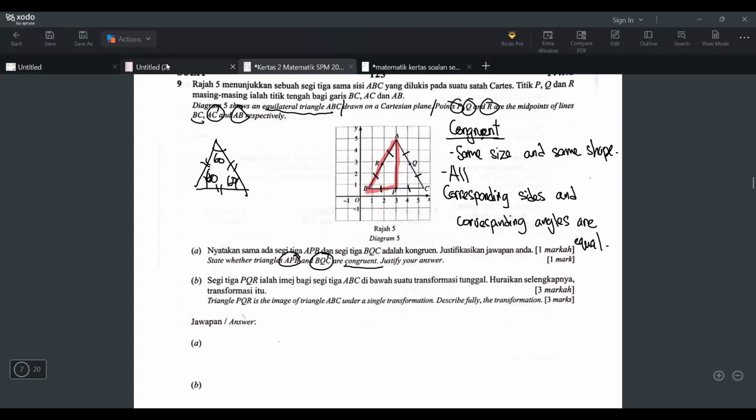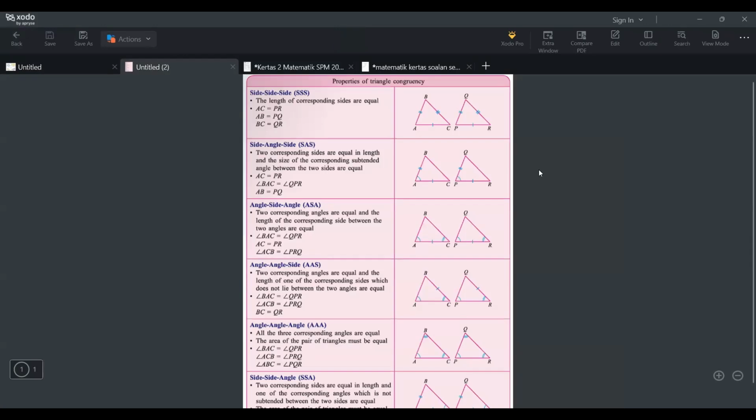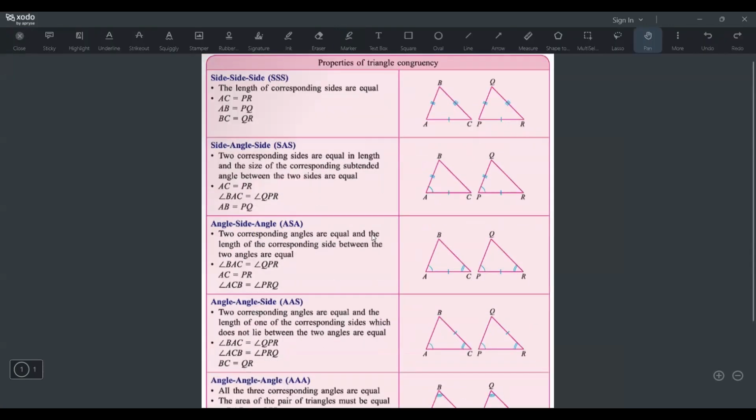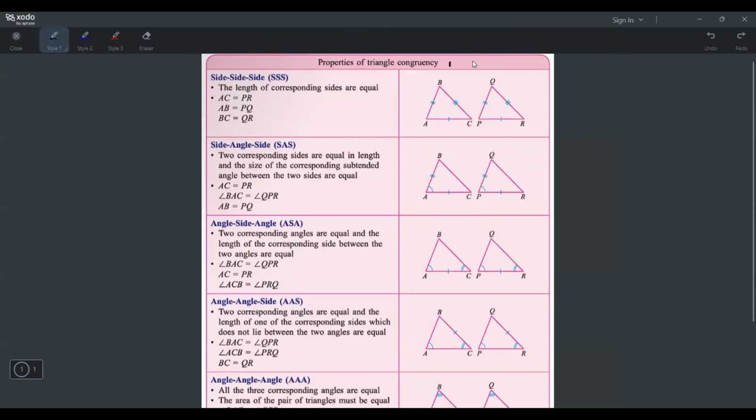Okay, let me show you these notes here. Okay, this is from your textbook. This is taken from the textbook. So you can see here, it says properties of triangle congruency. So when it satisfies the SSS property, when the length of corresponding sides are equal, means when you have three corresponding sides equal, they are automatic congruent.